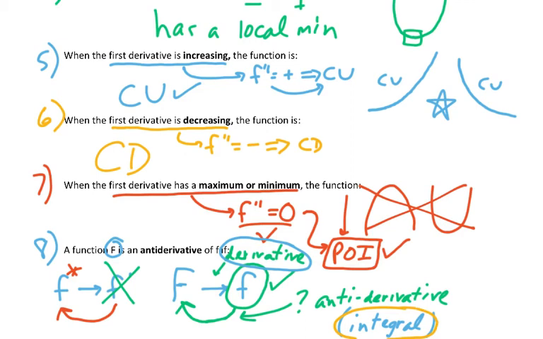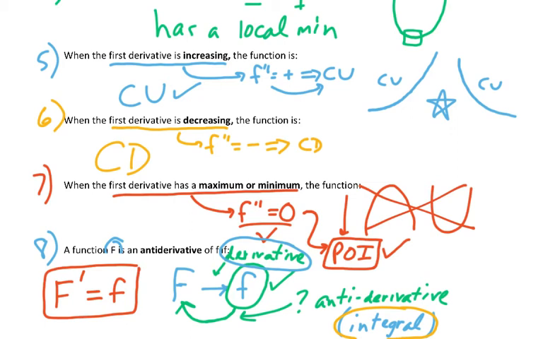Okay, so let's answer 8. We didn't even get a chance to really answer 8 yet because we had to explain it. Here's the answer to 8, friends. A function capital F is an antiderivative of little f if you take the derivative of F and you get small f. Okay? The derivative of big F is small f. That means that capital F is the antiderivative of small f. Because if you took the derivative of big F, you would get small f.